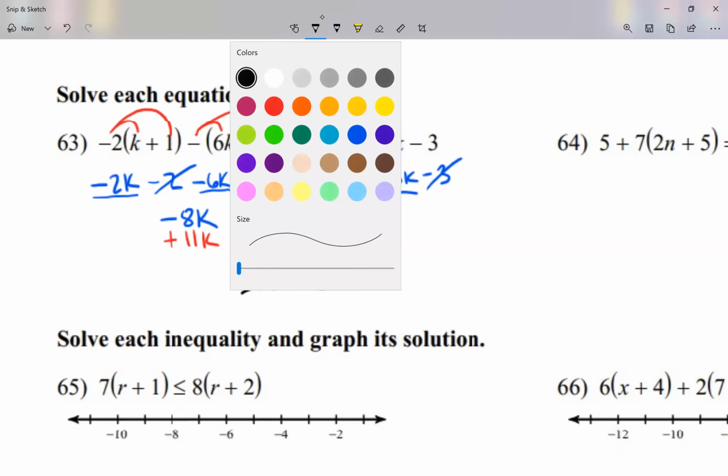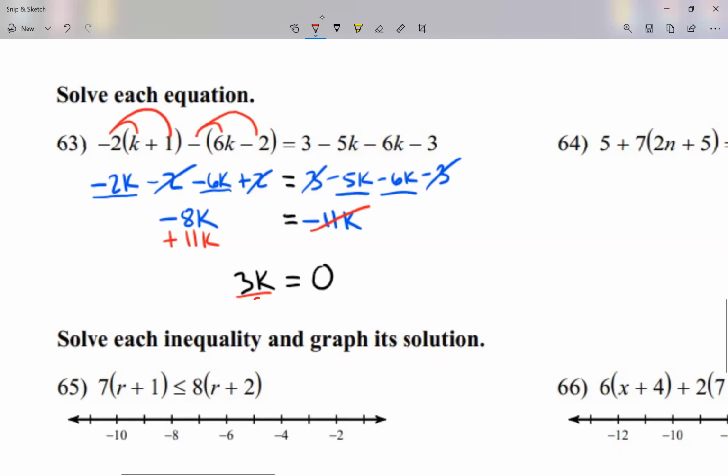Let me divide both sides by the number in front of k. So I'm gonna end up getting that k is equal to 0 divided by 3 is 0. So there you go. K is equal to 0. Just in my homework, you just have to type in the number, but k is equal to 0. This is the hardest you can get, and it's not that hard.